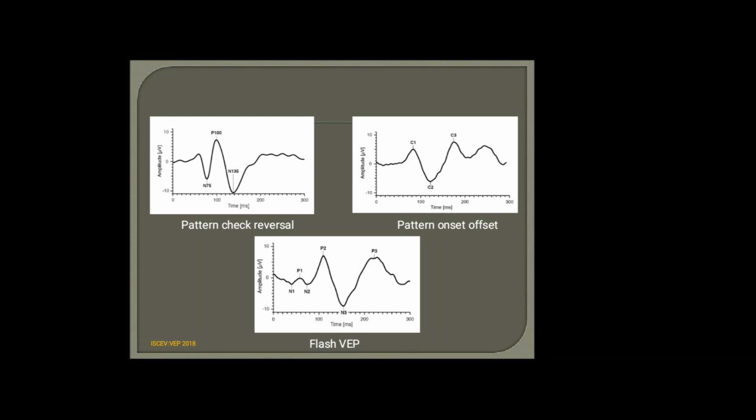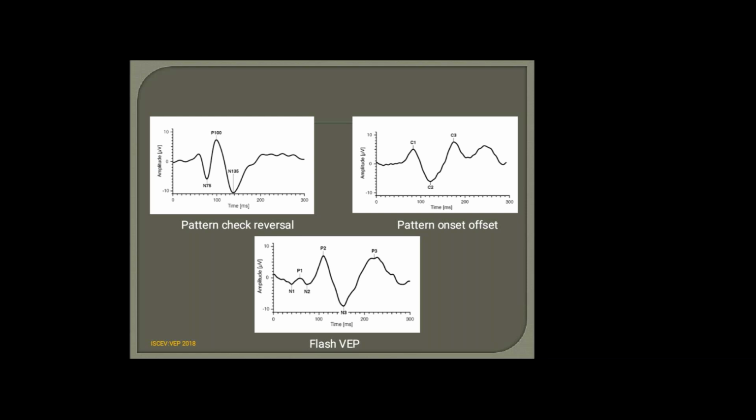So what is the basic difference between these two? In normal cases, when your patient has some prechiasmatic pathology, good vision, and good fixation, your pattern check reversal is helpful. But in the other way, if your patient is malingering, pretending to not see anything, or cannot fixate, or has poor fixation, and you have already suspected a case of malingering, then your pattern onset offset would be helpful, because it no longer relies on the fixation.